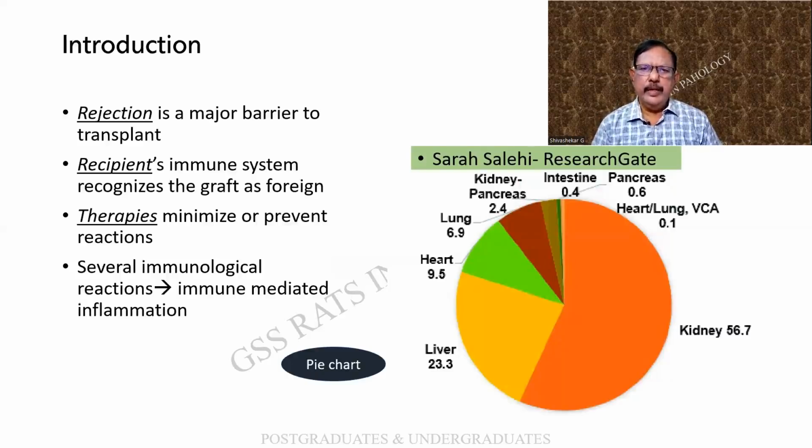Rejection is a major barrier to transplant because the recipient's immune system treats it as foreign and acts against it. Though there are many therapies nowadays to minimize and to prevent reactions, we should understand that there are immunological reactions and inflammations which act against the graft. Thanks to ResearchGate and this author for the pie chart that has been projected. These are the various organs and the percentage of which are being transplanted.